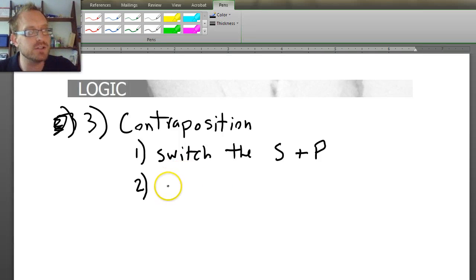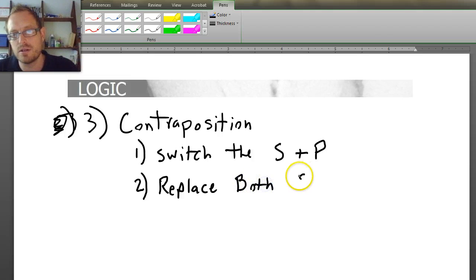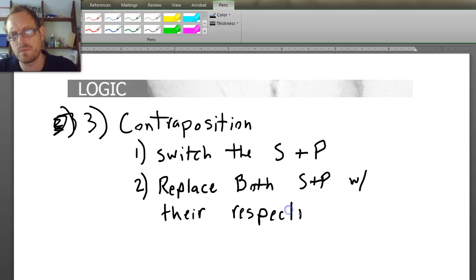And the second thing you do is replace both subject and predicate with their class or term complement. Okay? Replace both subject and predicate with their respective class complements.